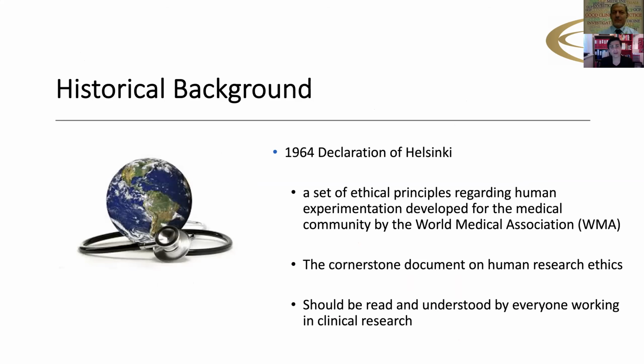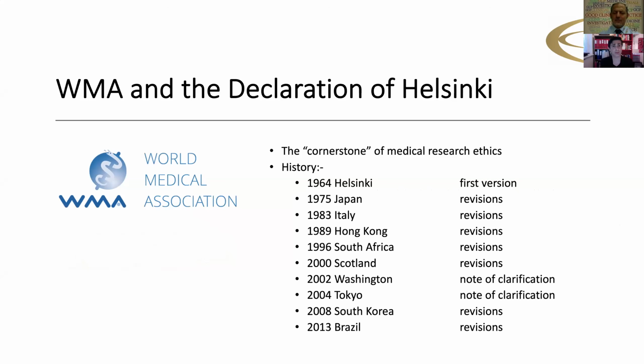The Declaration of Helsinki is one of the most important ethical documents for us researchers. It sets the ethical principles regarding human experimentation, and every researcher must read this. We all follow the Declaration of Helsinki. You are here on the webinar today because in the Declaration of Helsinki, it clearly states that every researcher must be trained in ethics and good clinical practice. So this document came out in 1964. That was the first version, and this is the cornerstone of human research ethics. And this document must be read by everyone.